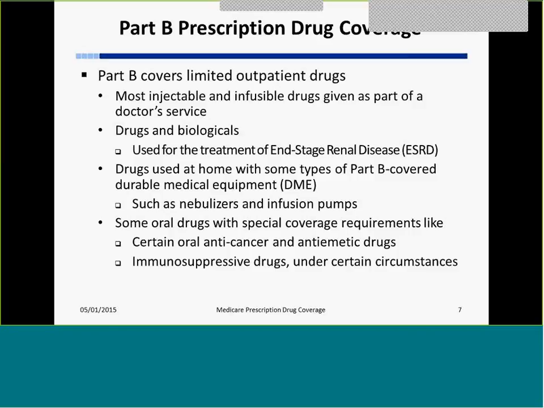Part B drugs: it covers limited outpatient drugs, injectables and infusible drugs given as part of doctor's services. Drugs and biologicals used for the treatment of end-stage renal disease. Used at home with some types of Part B covered services: nebulizers, infusion pumps, okay? Some drugs with special treatments like certain oral anti-cancer, anti-anemia drugs, immunosuppressive drugs. I've had a transplant. I take rejection drugs for my transplant. Those are actually billed under Part B of the Medicare program.